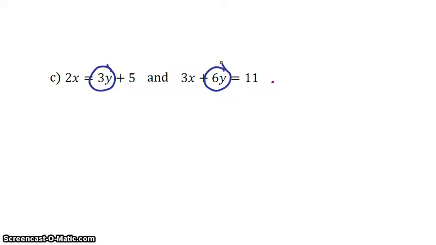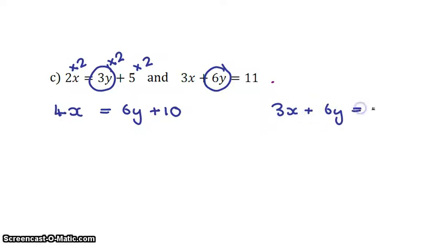But I do know that it's perfectly okay to multiply an entire equation by the same thing. And if I multiply this by 2, I could get 6y, and then perhaps I could cancel them. So there's nothing wrong with multiplying that entire equation by 2. So this equation would be exactly the same thing as 4x is 6y plus 10. That's exactly the same thing. Now perhaps I could try and cancel with 3x plus 6y equals 11. Now perhaps I could subtract or add these equations together and get rid of my y's.